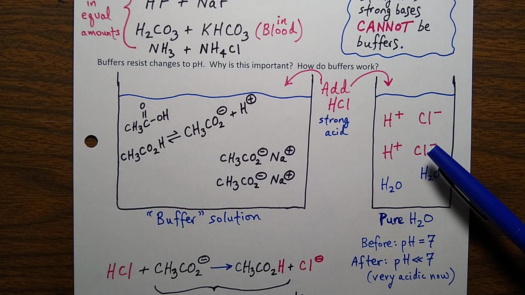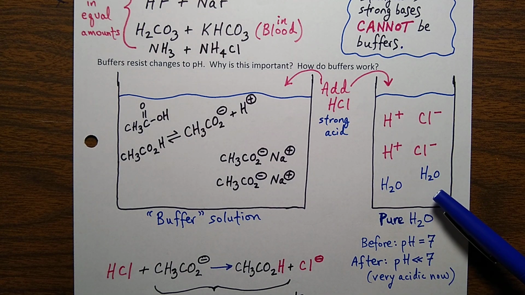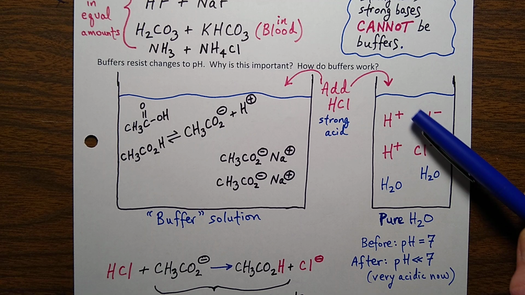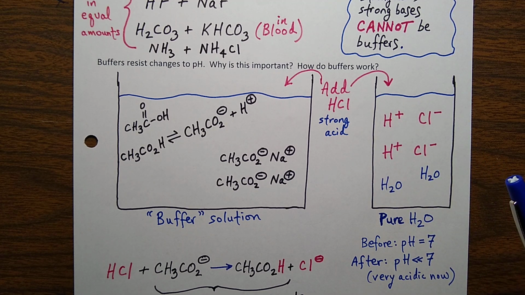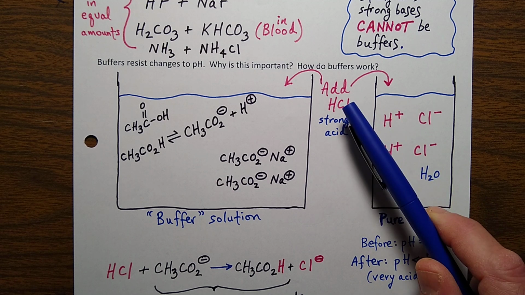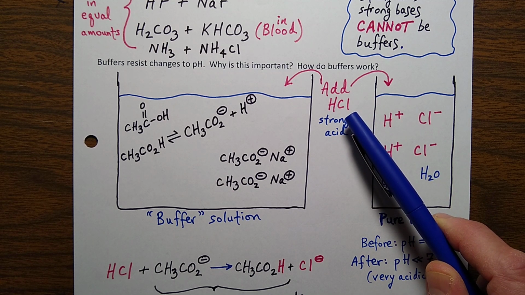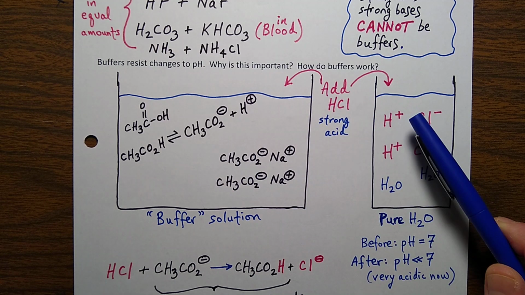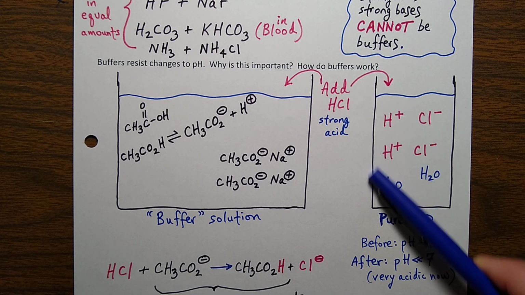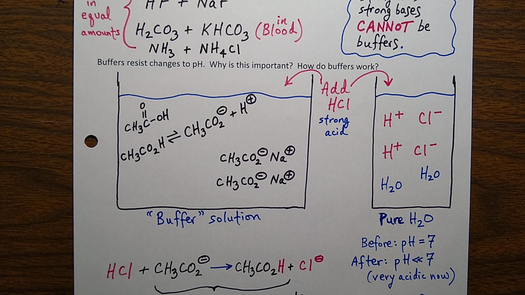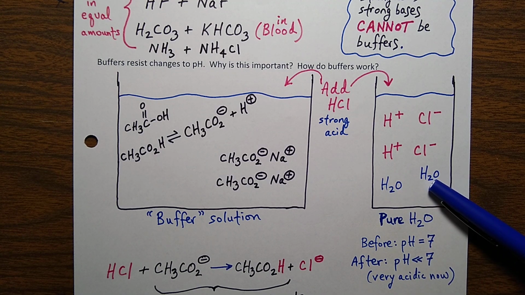And over here on the right, imagine you have just a beaker filled with pure water. At this point, there's no hydrogen chloride, no hydrochloric acid added. So what happens when you add concentrated hydrochloric acid to both solutions? Well, if you just add HCl to water, all that's going to happen is the pH is going to drop very quickly. The reason is because water has no ability to resist changes in pH.